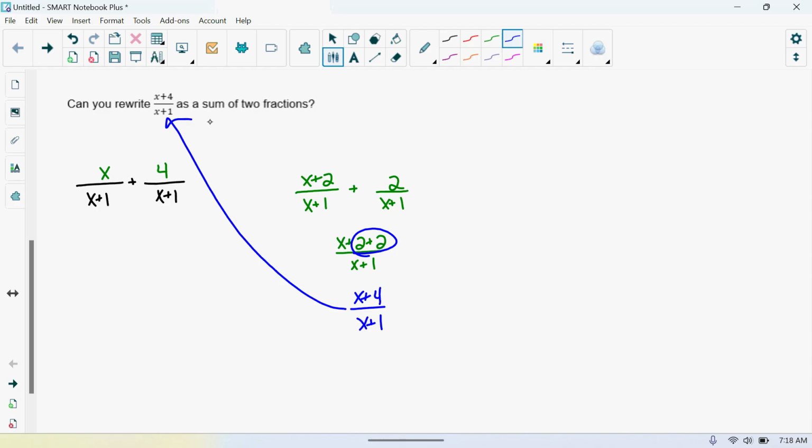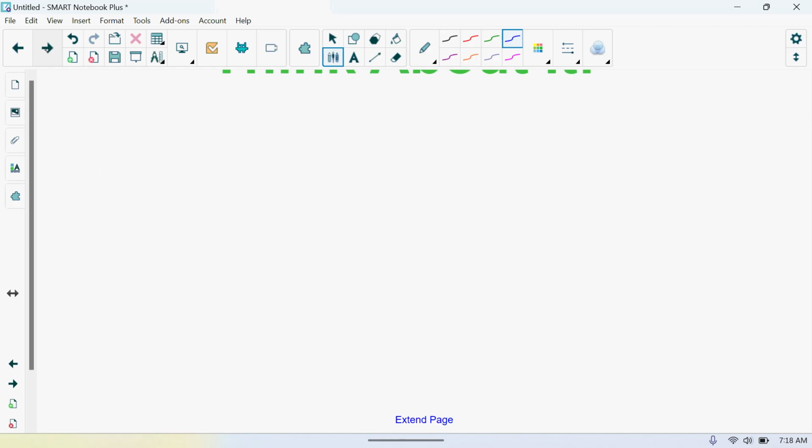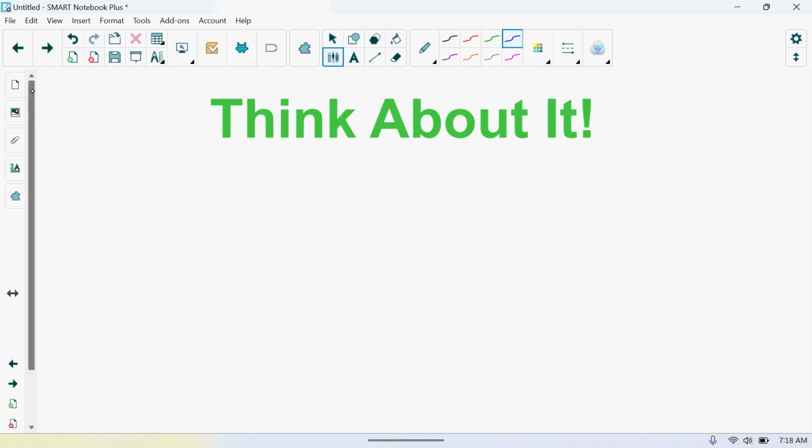So I want you to keep these rules and these ideas in mind as we go through some of these next questions. So here's something I want you to think about. It's not on your worksheet, but before we jump into our first question: 10 divided by 5 and 12 divided by 5.